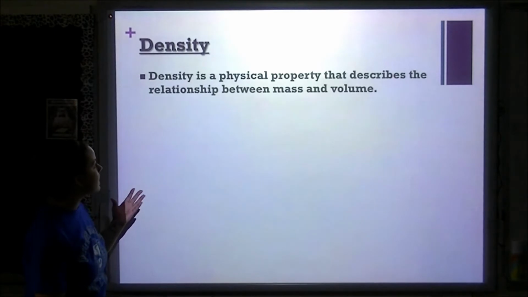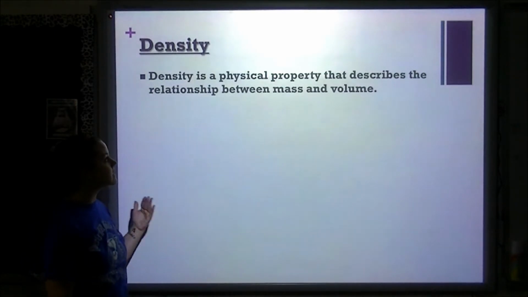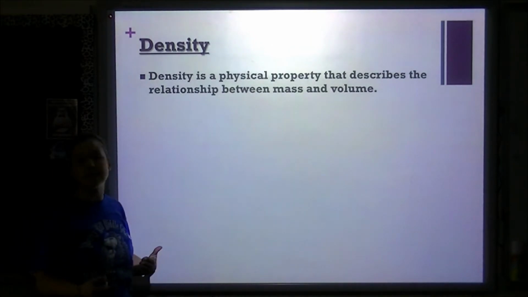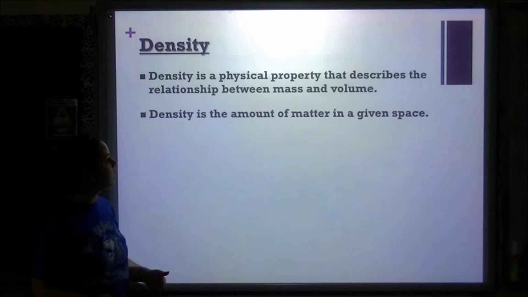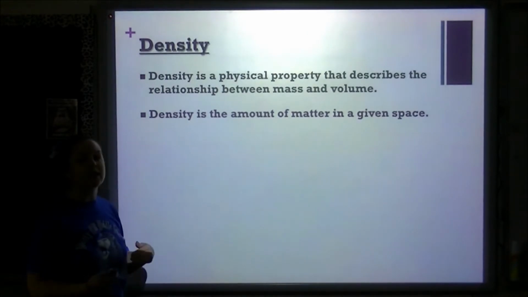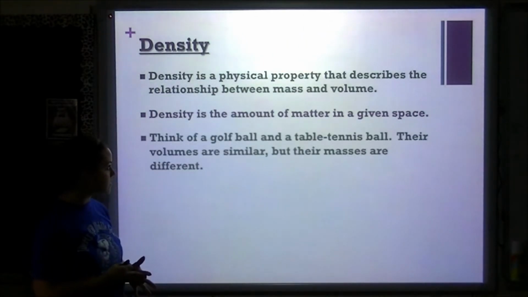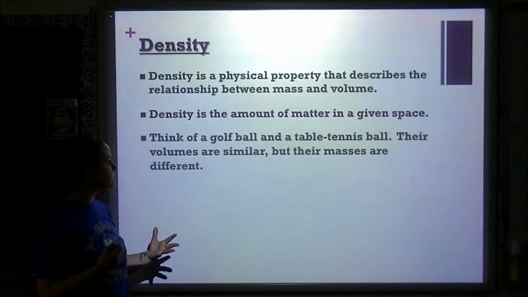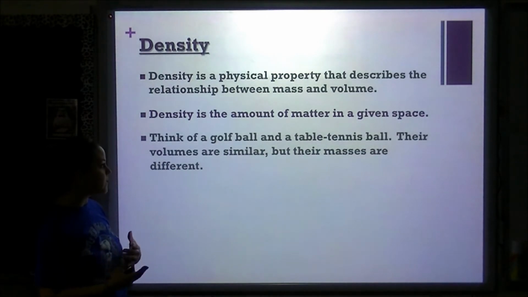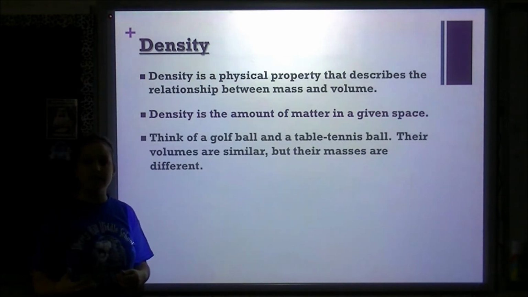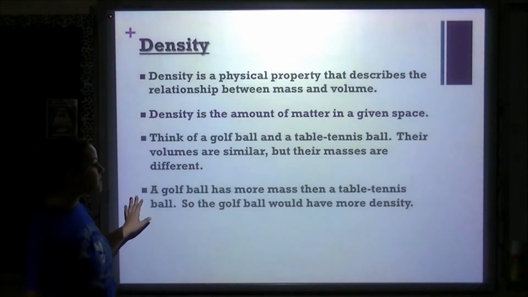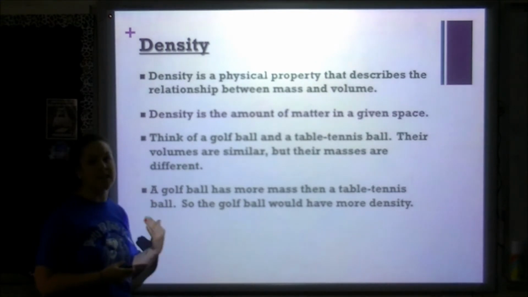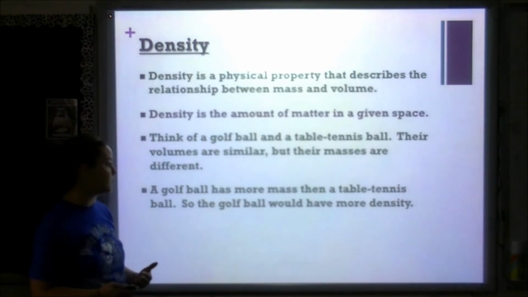So, density, just a review of what density is. It's a physical property that describes the relationship between mass and volume, because density equals mass divided by volume. And it's the amount of matter in a given space. So, think about a golf ball and a tennis ball. They kind of have similar shapes, similar volumes, but their masses are very different. Because the golf ball has more mass than a tennis ball, the golf ball is actually going to be more dense than the tennis ball.